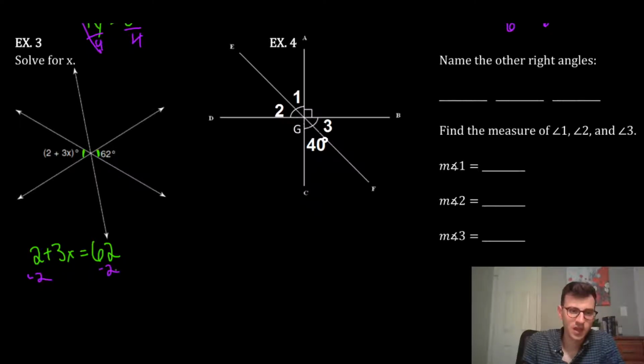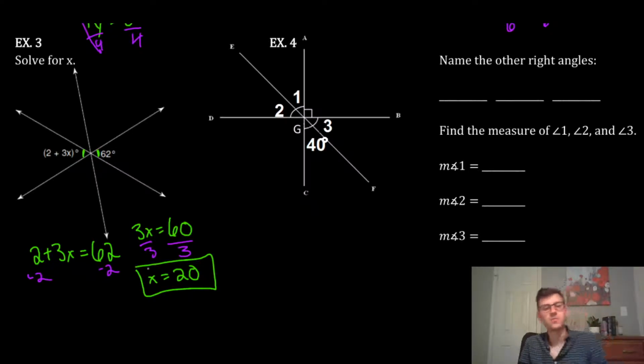Subtract 2 from both sides. 3x equals 60. Divide by 3. X equals 20. And that's it. Doesn't even ask me to find the angle. But if you want to check, right? 3 times 20 is 60, plus 2 is 62. That's equal to that. Pretty good.